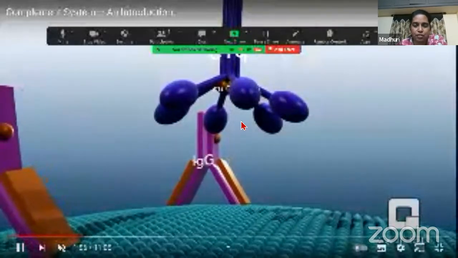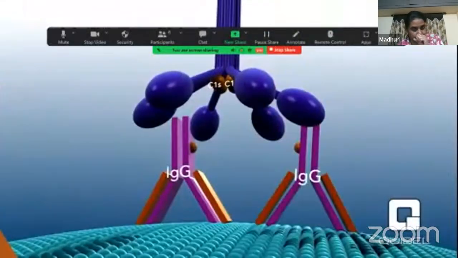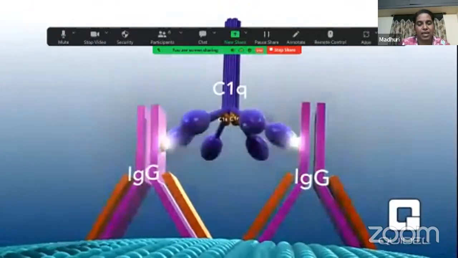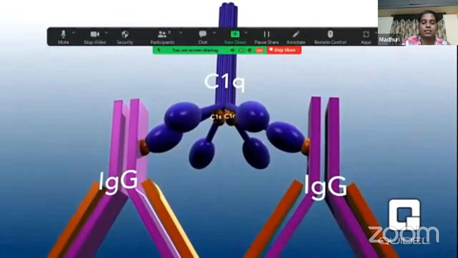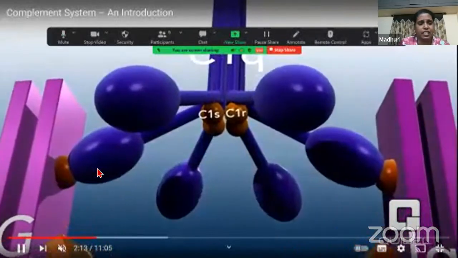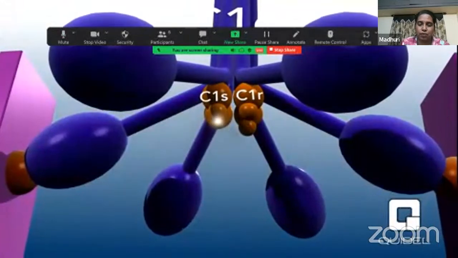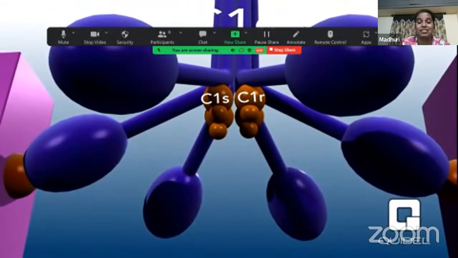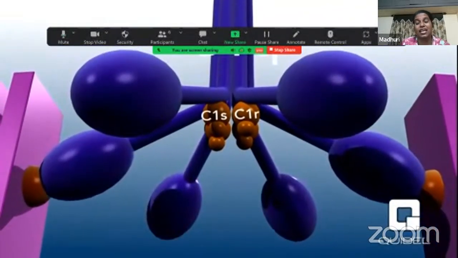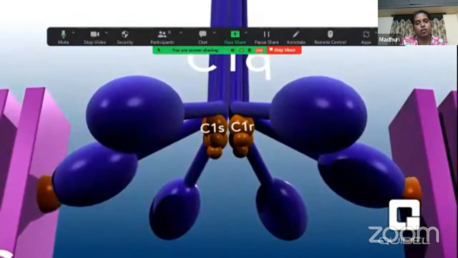Now, the next component which is coming into the picture is C1. We can see the C1 component, which has the hexamer, coming and sitting onto the receptors present on the Fc terminal of the immunoglobulin. Once they sit, the next two, C1s and C1r, get activated. Once C1s and C1r are activated, they go and act on the next component of the complement.